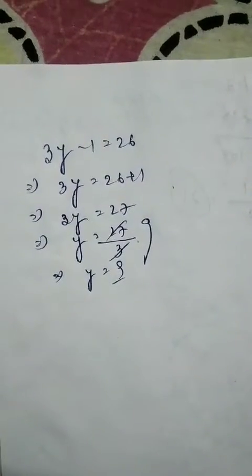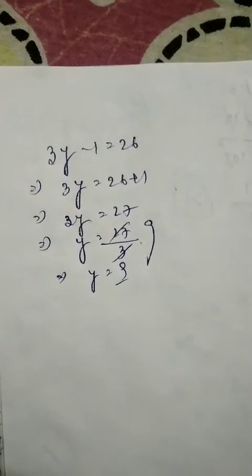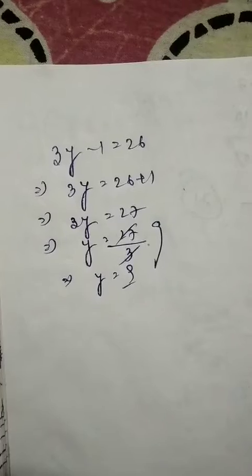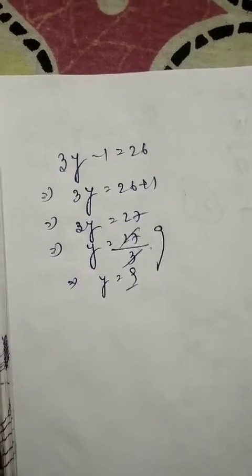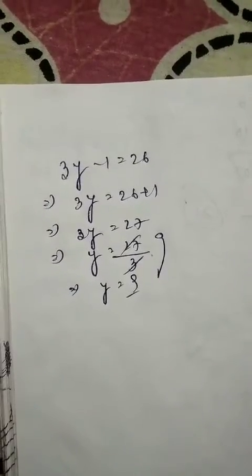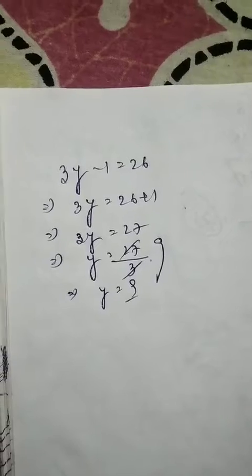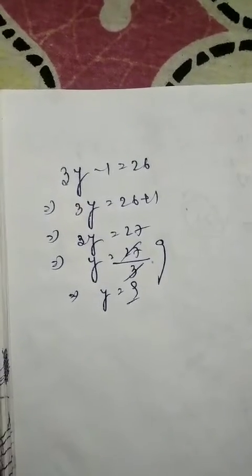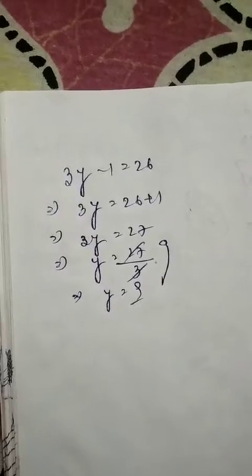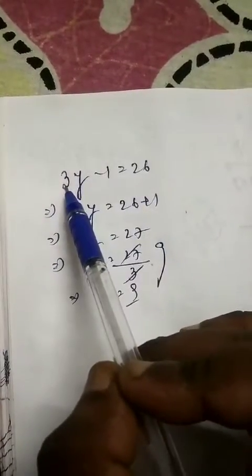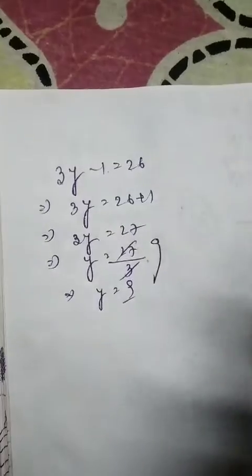Children, from where did I get 3y minus 1 equal to 26? By the properties of parallelogram. Parallelogram always says that opposite sides of a parallelogram are always equal. So as we know the upper side was 26, the downside will be 3y minus 1, so obviously they are equal. So I have equalized them. I wrote 3y minus 1 is equal to 26.